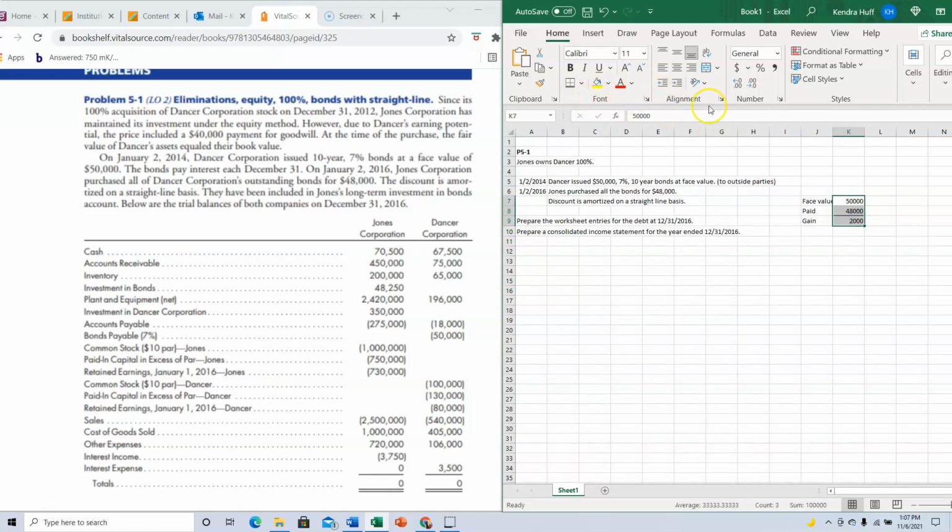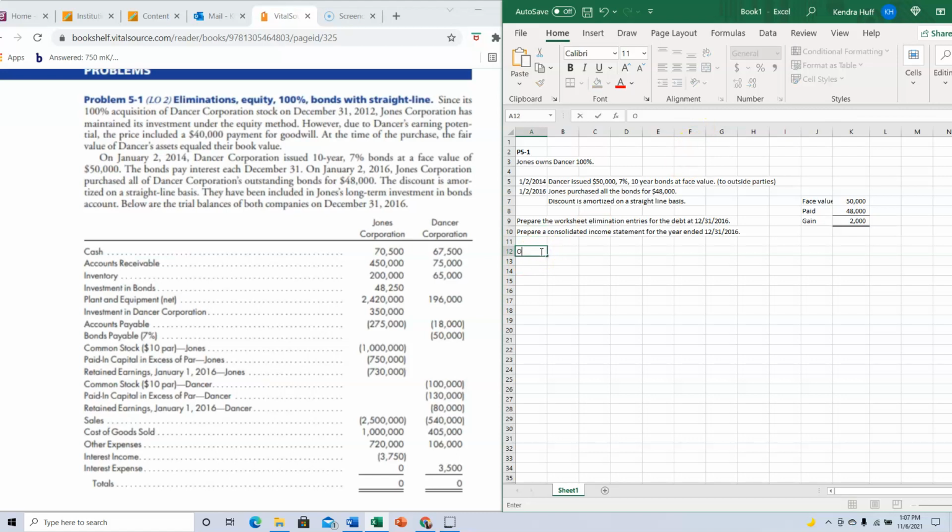Now, also, this is not part of the question. We're supposed to do the worksheet elimination entries, just for the debt, that's all they want to know. And then the consolidated income statement for 2016.